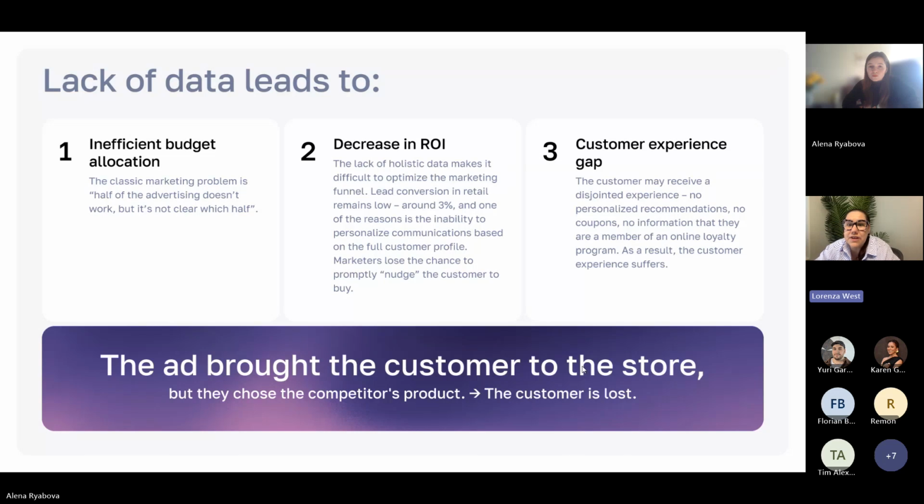And a customer experience gap. The customer may receive a disjointed experience. So we don't have personalized recommendations. Anytime you pay for cost per impression, when we're talking about retail media, those impressions, if you have a cosmetic ad, those impressions could be playing for men, and it's just going to fall on deaf ears, and that money is being wasted towards that audience.